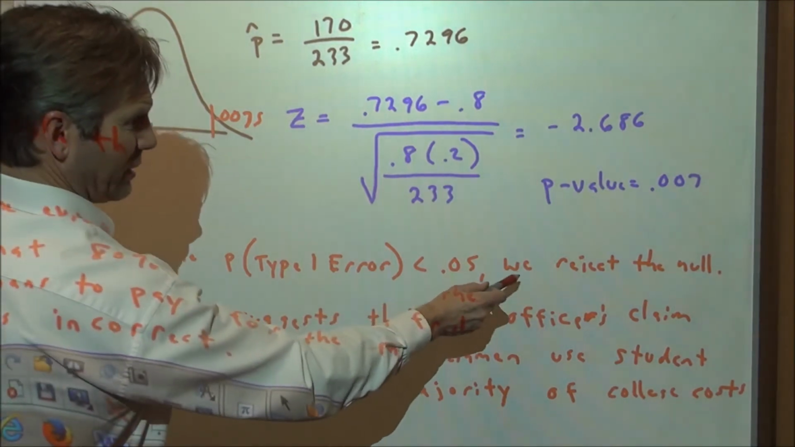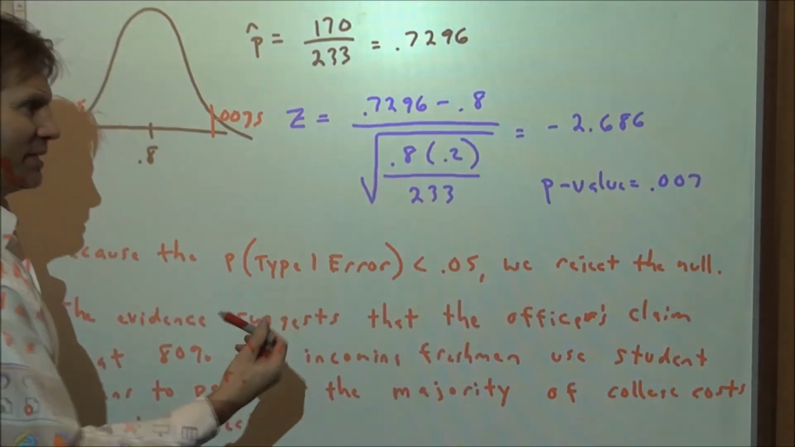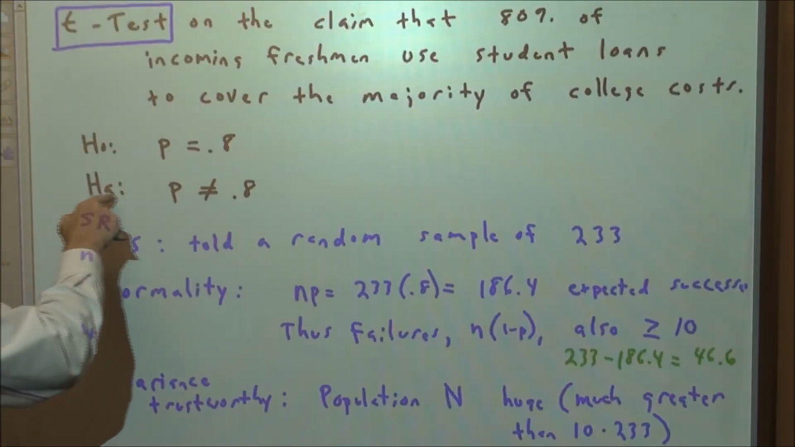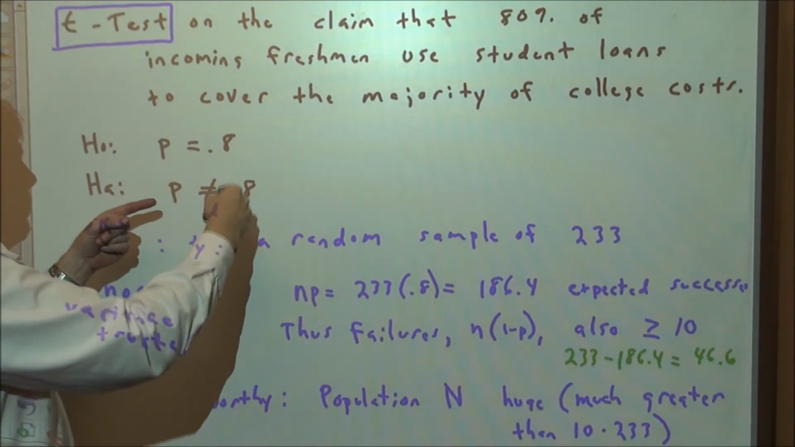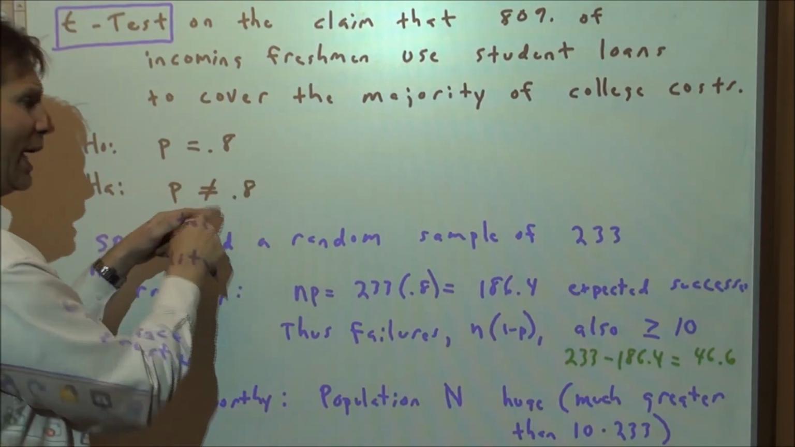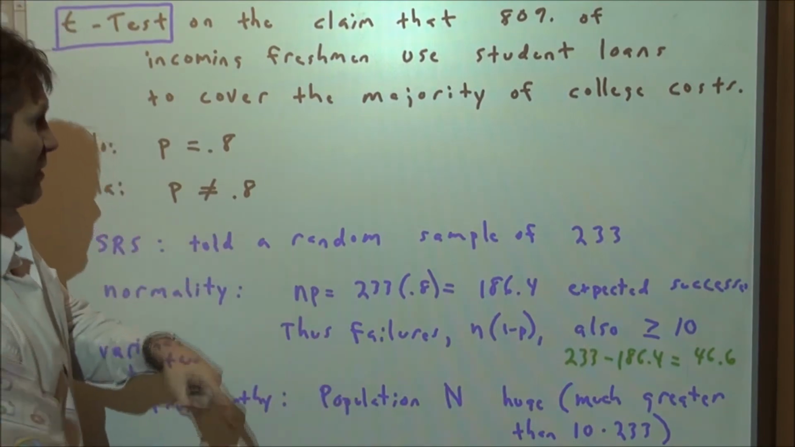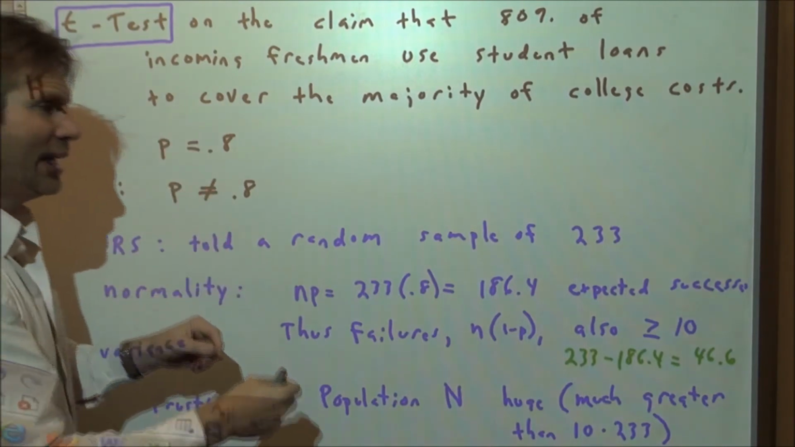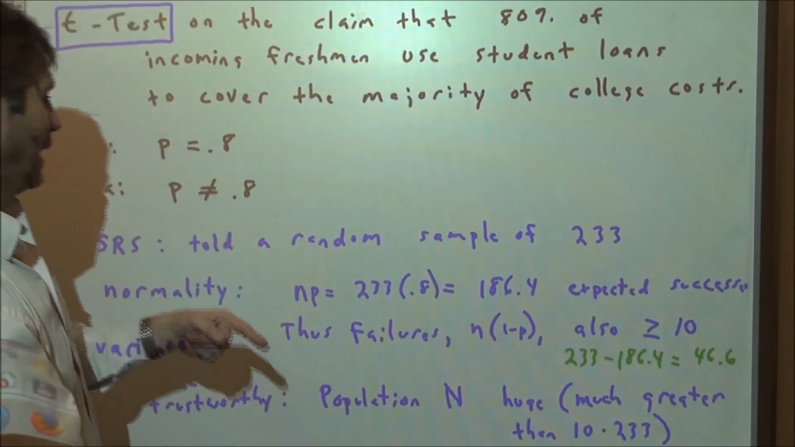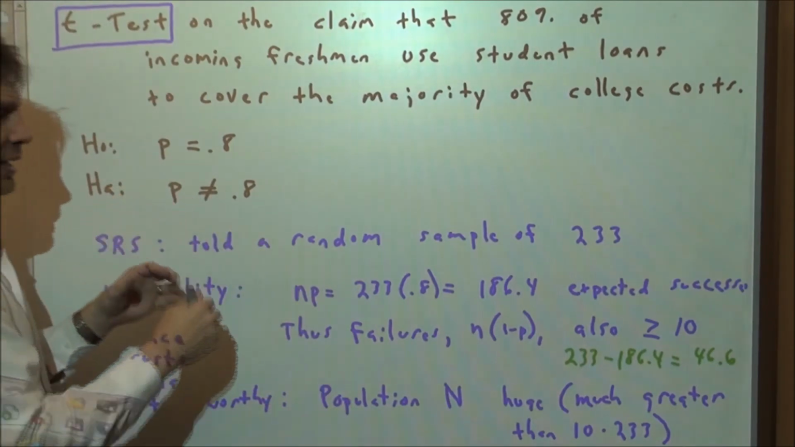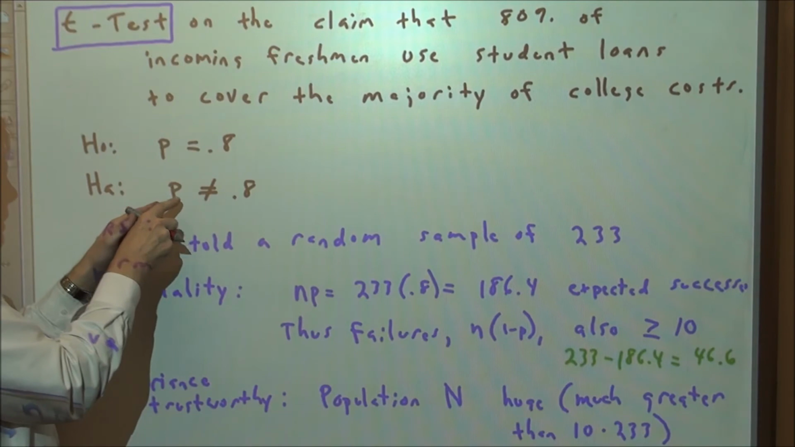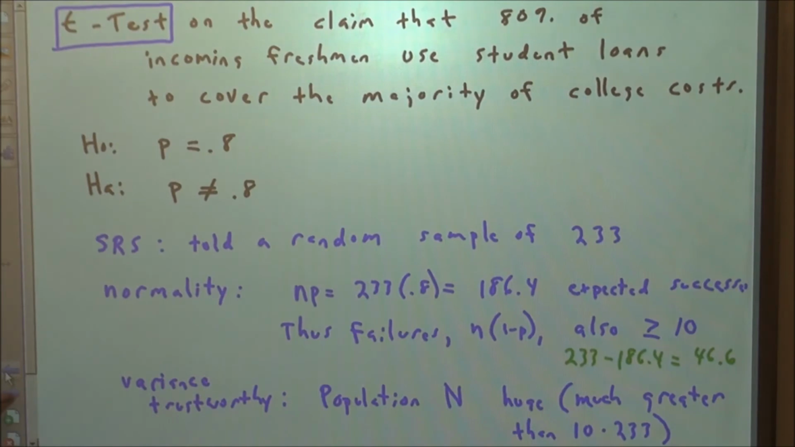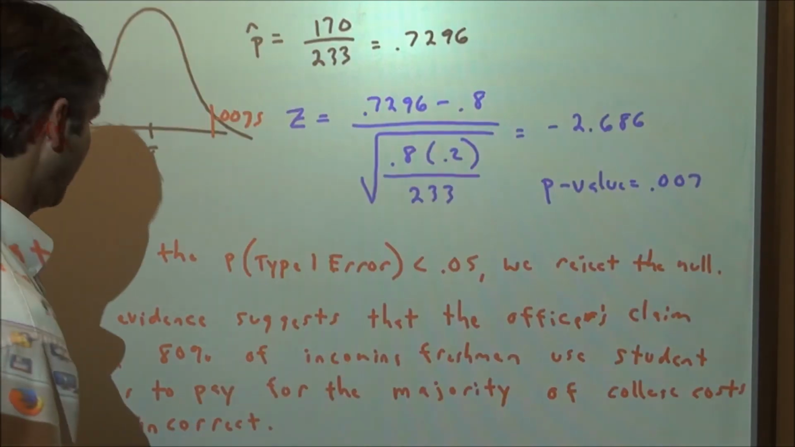Whatever your conclusion is, rejecting or failing to reject, I suggest you go back to the alternative hypothesis. The alternative hypothesis, in this case, was that the officer's claim was incorrect, that the proportion was not 0.8. So we would say the evidence suggests that the proportion is not 0.8, that it's not what the officer claimed. If we were to fail to reject the null, I would suggest still coming to the alternative and saying that the evidence failed to suggest that the true proportion was anything other than 0.8. It's just a nice way to make sure that we're not getting tongue-tied and saying things incorrectly.